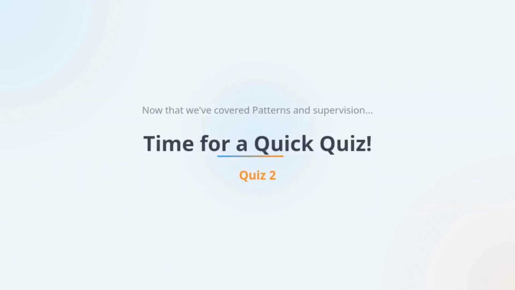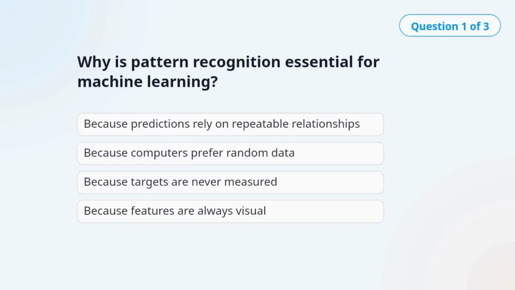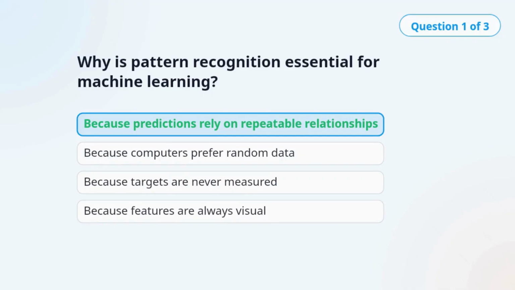Now that we've covered patterns and supervision, let's test what we've learned so far. Here's quiz number 2. See if you can get it right. Question 1. Why is pattern recognition essential for machine learning? The correct answer is because predictions rely on repeatable relationships. Machine learning works only when there are stable, discoverable relationships between features and targets.